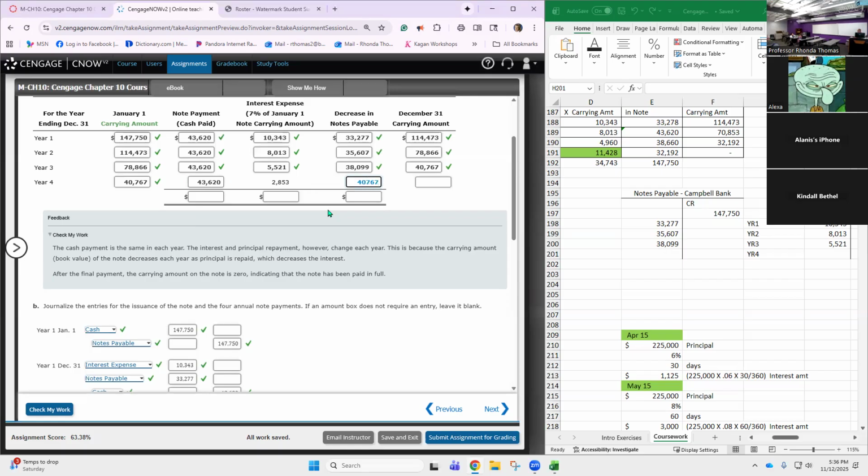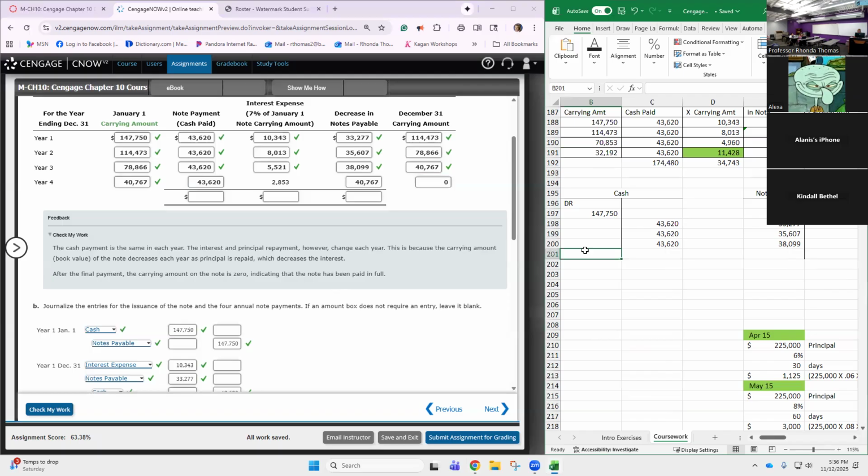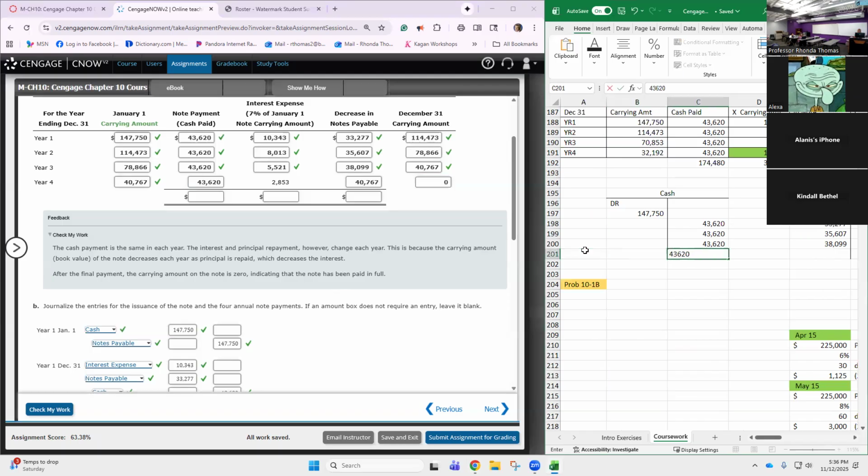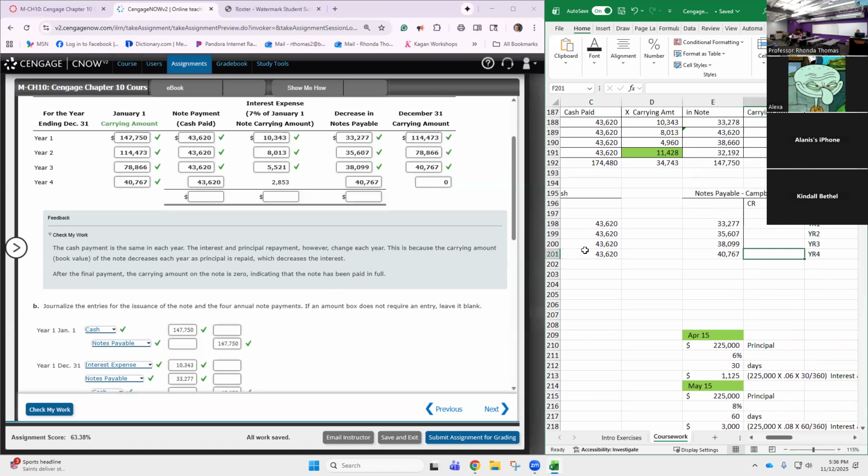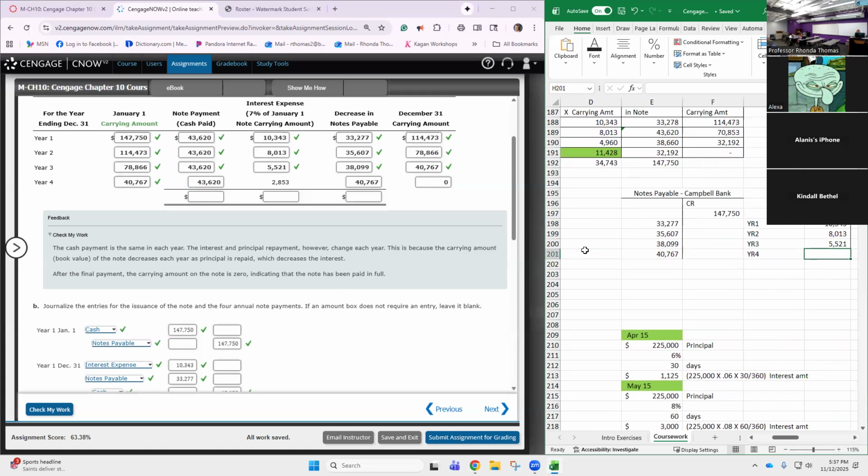40,767. And the carrying amount should be what? 0, right? Because we're over here, correct? Okay, the carrying amount is 0. So let's make this final payment. Cash, 43,620. That included 40,767 down on the note, so there's no note left. And interest was 2,853.